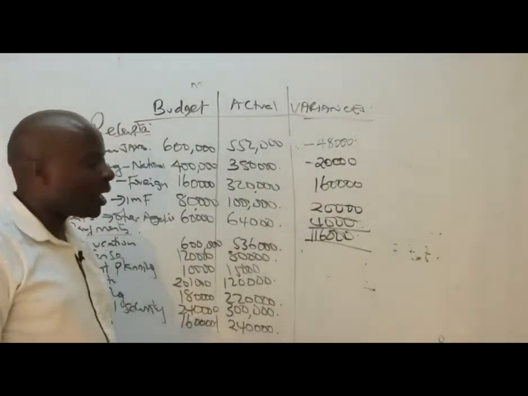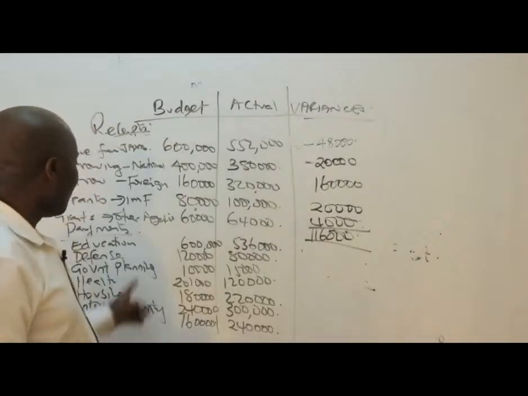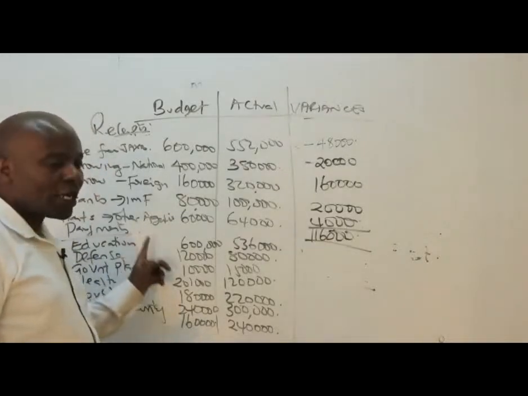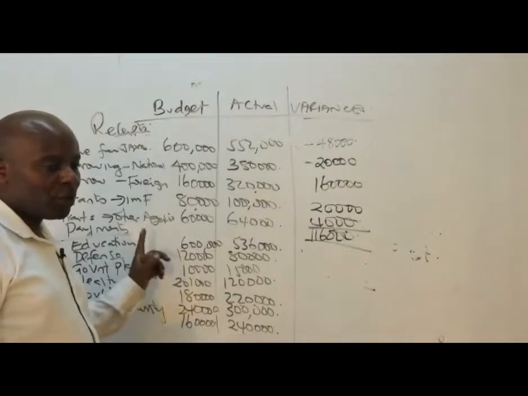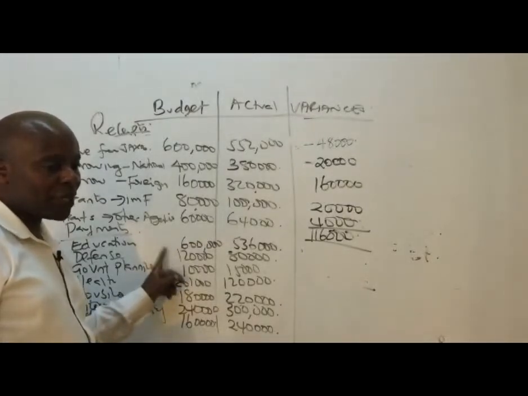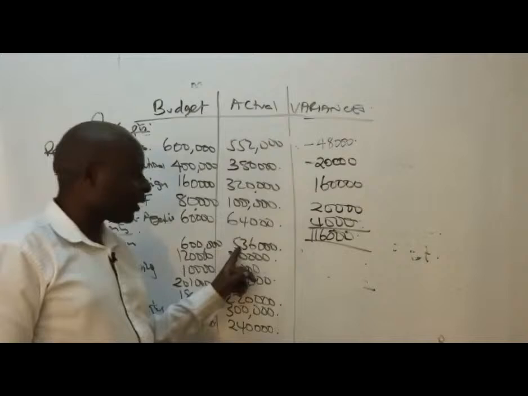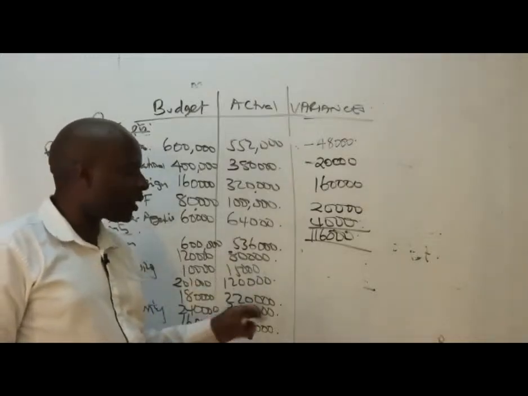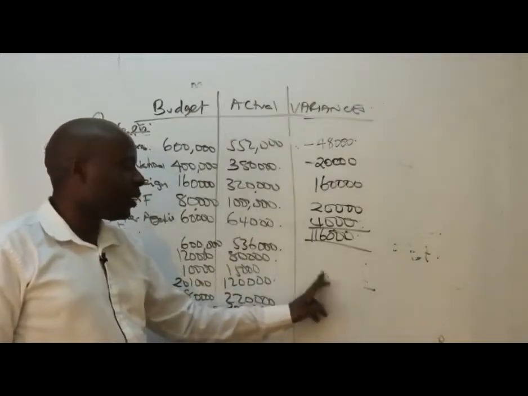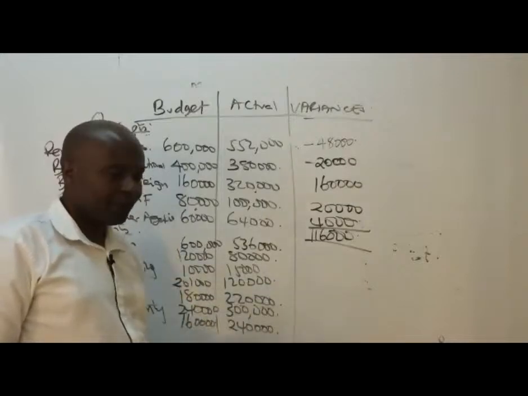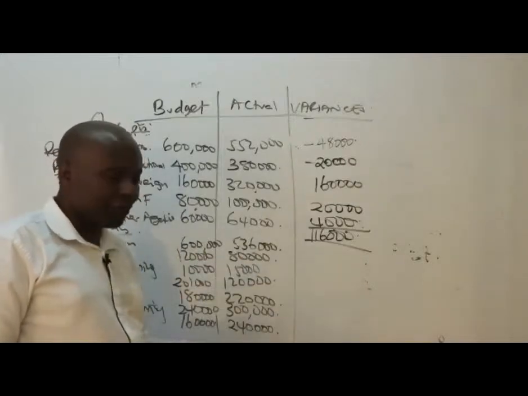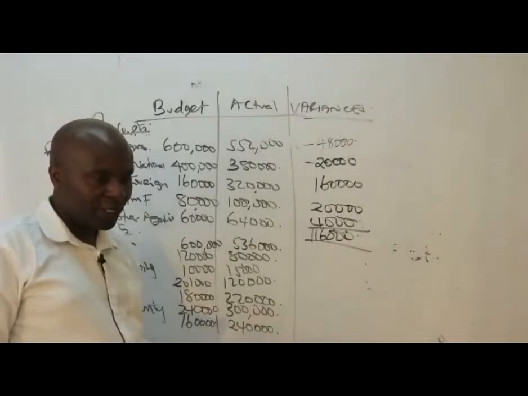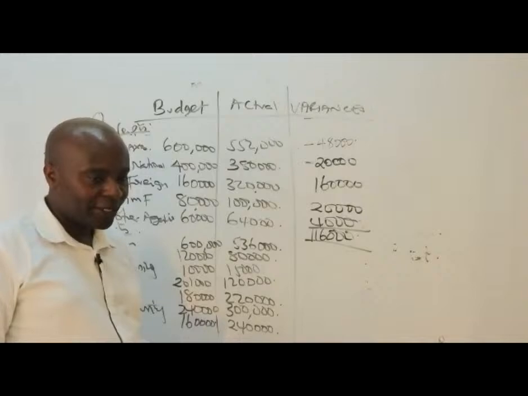From there, ladies and gentlemen, now we go straight away to these payments. Look at education. Education, we expected to pay 600,000, but we ended up paying 536,000. Before we make any argument, could you kindly come here and give me the difference? Aldrin, give me the difference here. 64,000.